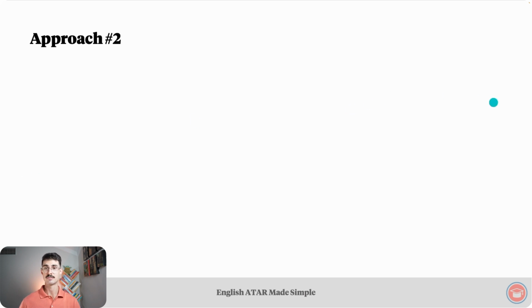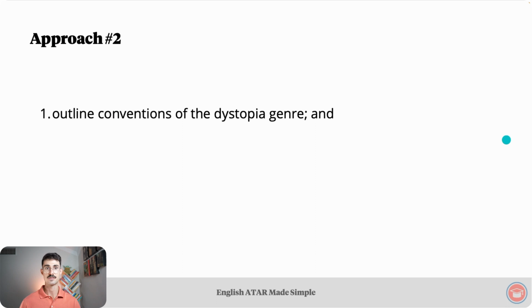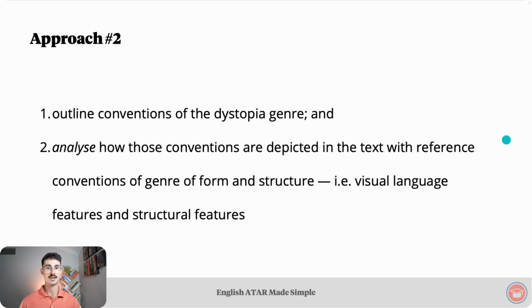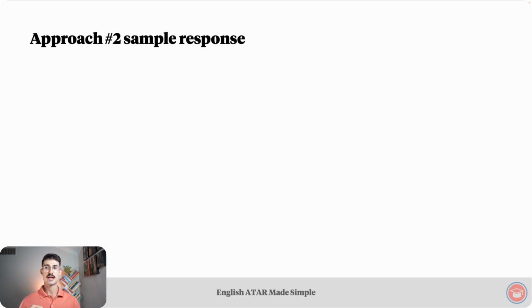That's approach number one. This is approach number two. It involves outlining the conventions of the dystopia genre and then analyzing how those conventions are depicted in the text with reference to conventions of genre of form and structure, for instance, visual language features and structural features. The first step between both approaches is the same. The second step is different. And this is what a response following the second approach could look like.